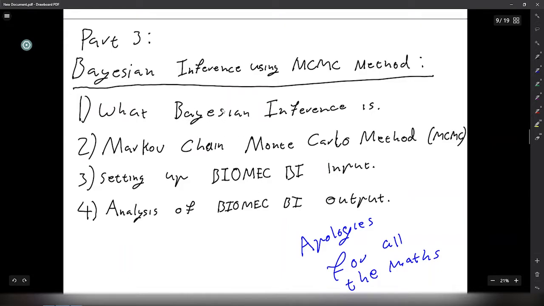For part 3 of my tutorial, I'm just going to run everyone through Bayesian Inference and using the MCMC method in BIOMEC. For this, I'm going to run everyone through what Bayesian Inference is, what the Markov chain Monte Carlo method is, MCMC, and setting up BIOMEC Bayesian Inference inputs and analysis of BIOMEC Bayesian Inference outputs. Apologies in advance for all the maths.